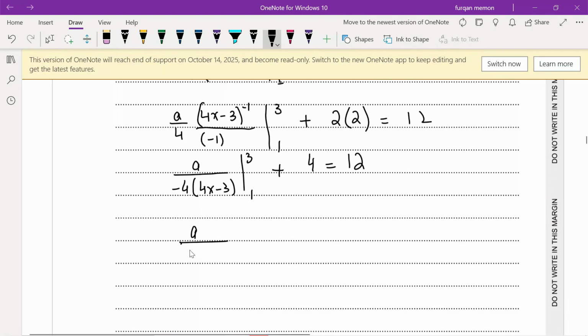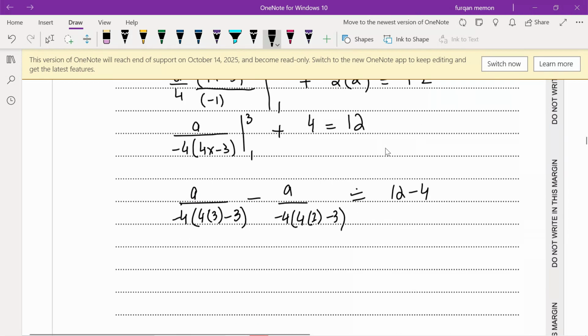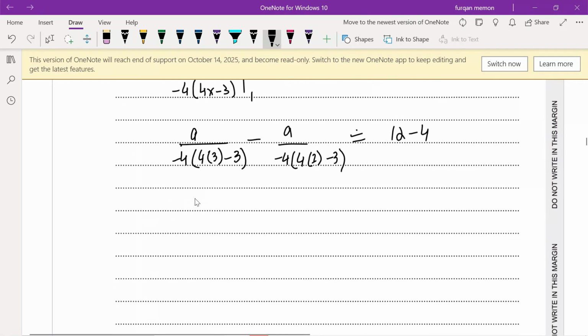When we plug in the values of the limits, we get a over negative 4 times (4 times 3 minus 3) minus a over negative 4 times (4 times 1 minus 3), plus 4, is equal to 12. We move the 4 to the right side, so this will become 12 minus 4. Negative a over 4 times 9, minus minus plus, so a over 4 times (4 minus 3), which is 1, equals 8.